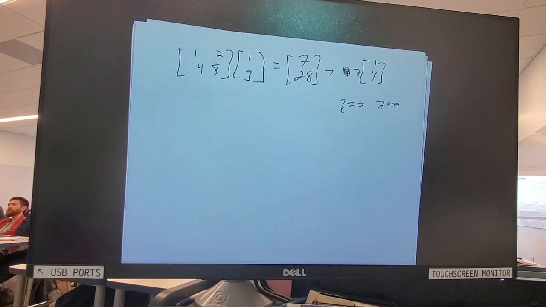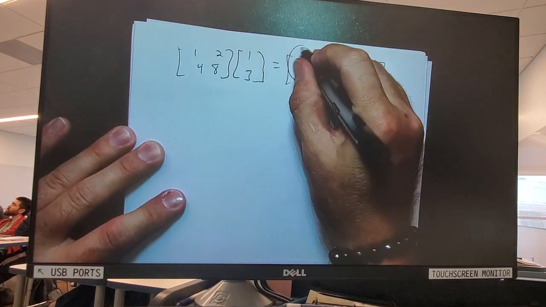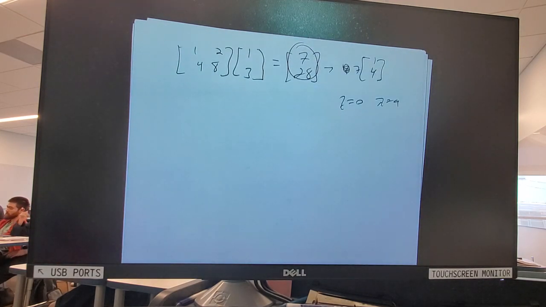Now, can you guys take this vector and apply A to it again? It's kind of silly. You should know what's going to happen.